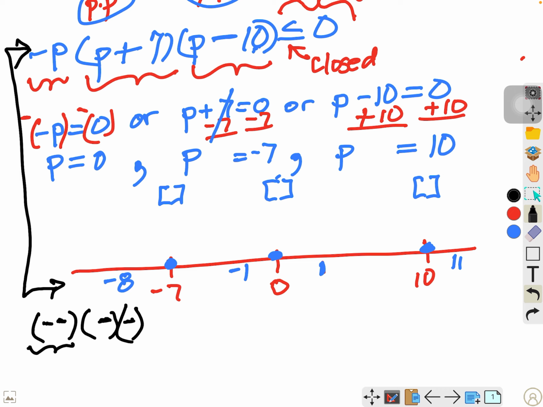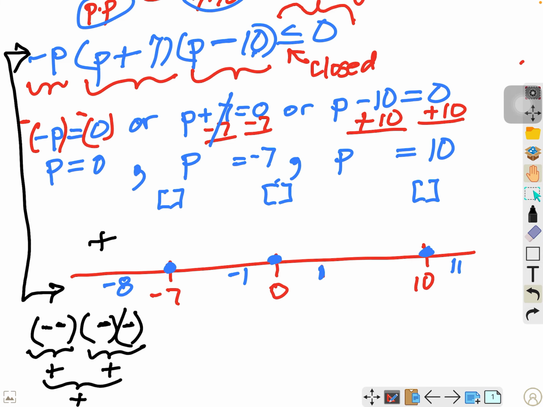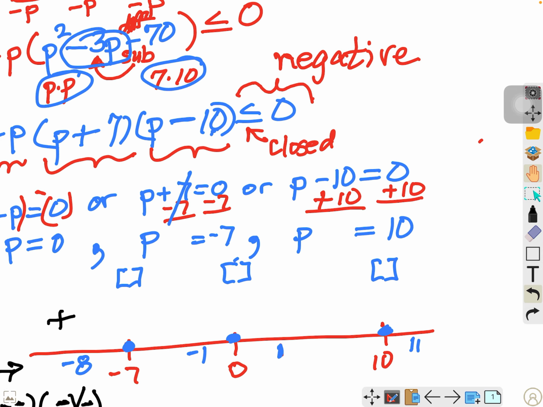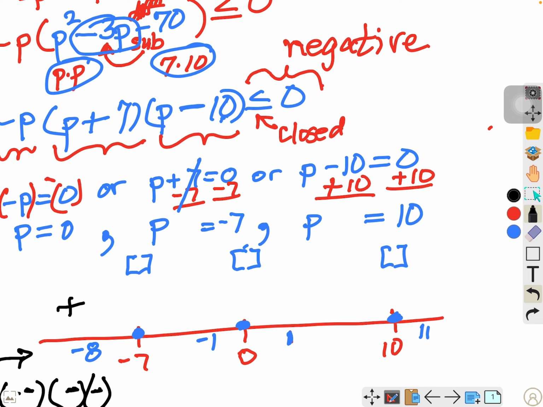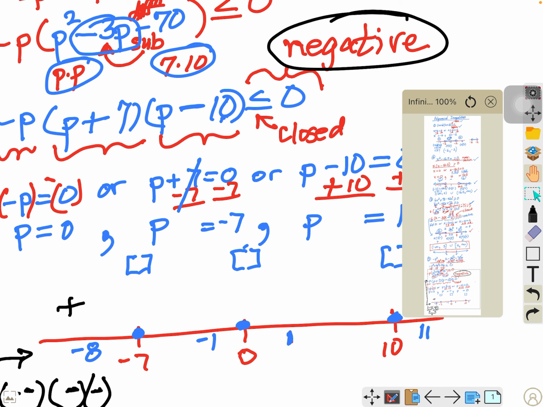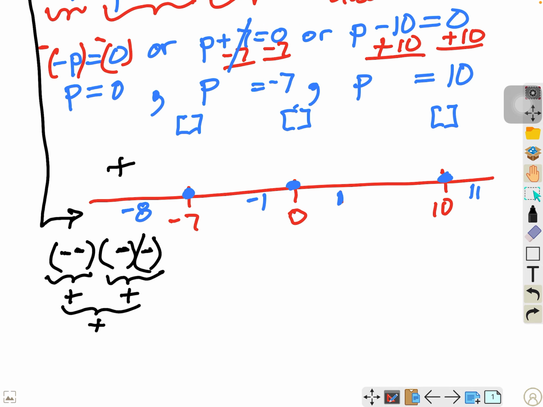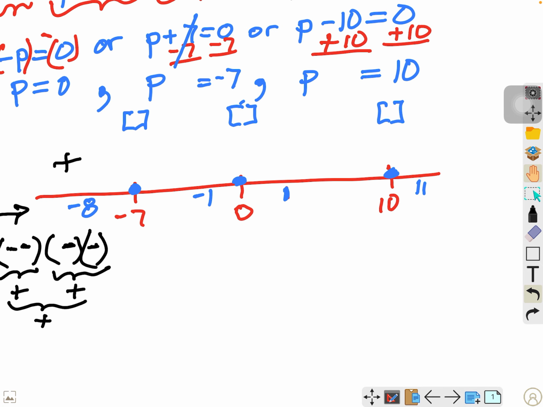Because here, a negative times a negative is a positive. Here, negative times a negative is a positive. Positive times positive is a positive. So this region is positive. And according to our inequality, we're looking for negative outcomes. So we are not looking for this first region.